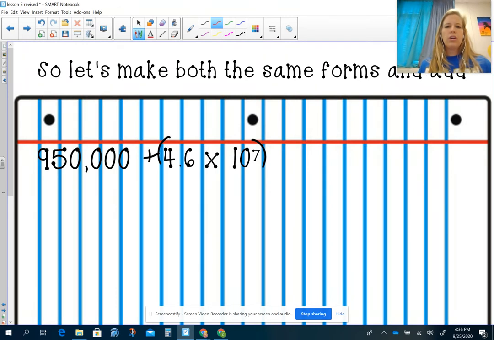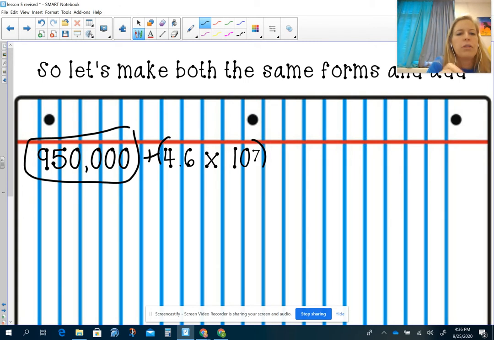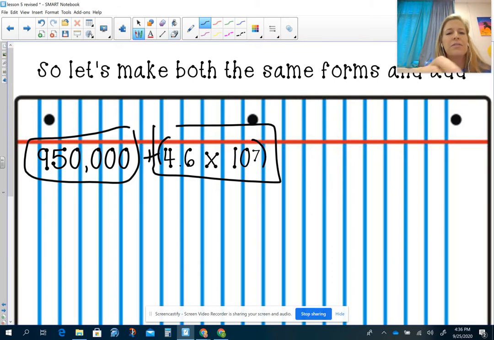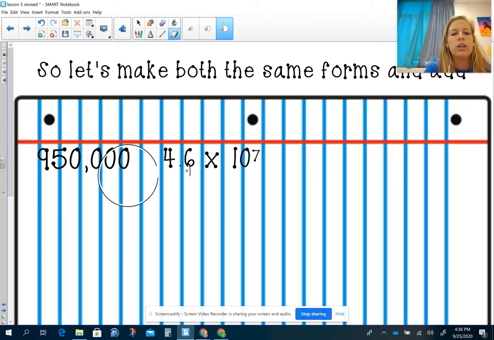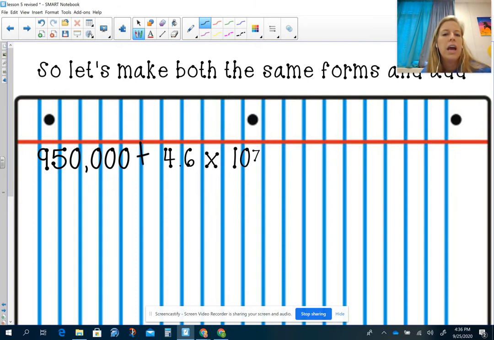Okay, and we are going to add some big numbers. Are you ready? Okay, let's get started. So we've got this number, and it is already written in standard form. But this one is not written in standard form, so let's convert it, okay? Just to make sure you can do it, go ahead and pause my video and write this in standard form, and then we'll compare to see how we do.